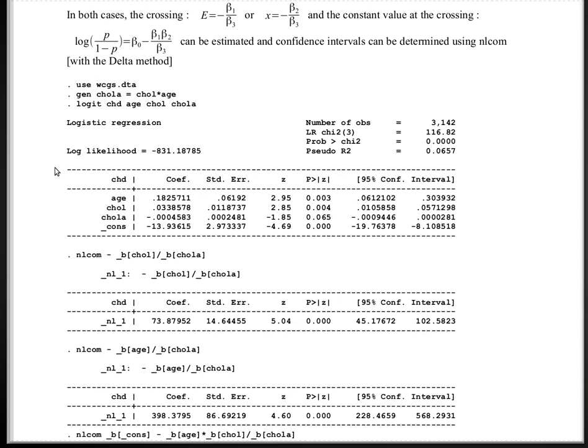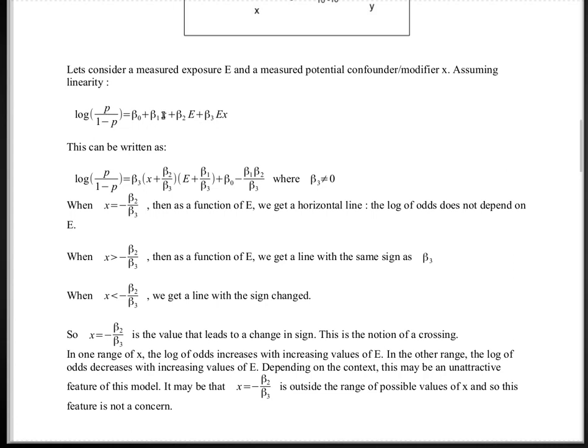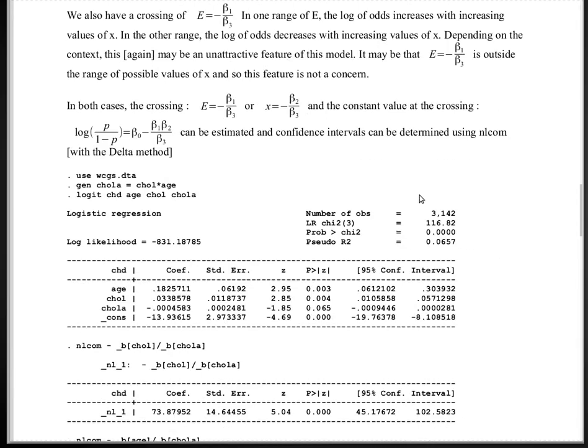So what are we thinking of? We're thinking of a model like the one I've just written up here. X here is the age, and age is viewed as a potential confounder modifier. The exposure here, this measured exposure, is the person's cholesterol level. And we're modeling the log of the odds of coronary heart disease. Okay, so that's the context, and this is what the model looks like.